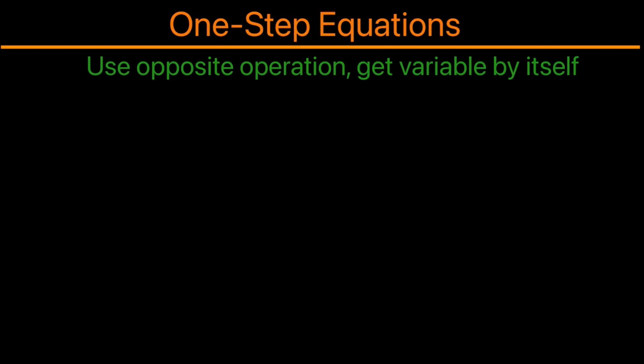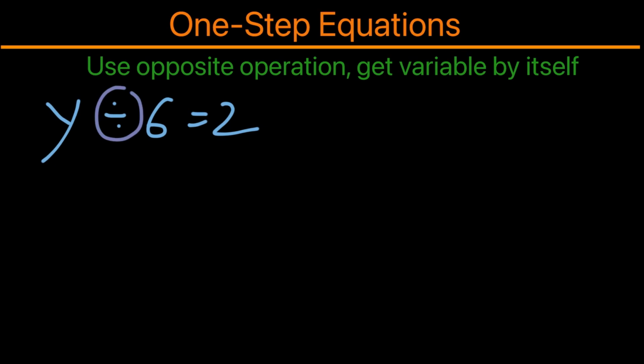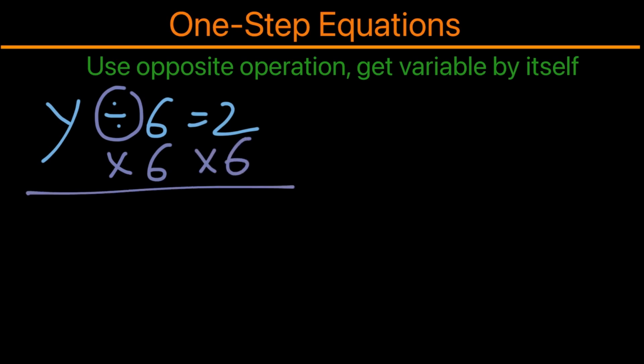What about a division equation? y divided by 6 equals 2. So in this case, division is what we're working with. So we're going to use multiplication for that and multiply by 6 on the other side. Division by 6 and multiplication by 6 equal out. So it becomes y. And 2 times 6 is 12. So we have y equals 12.